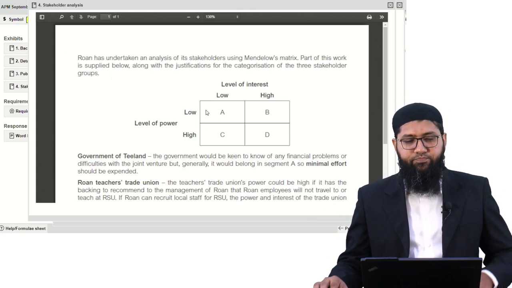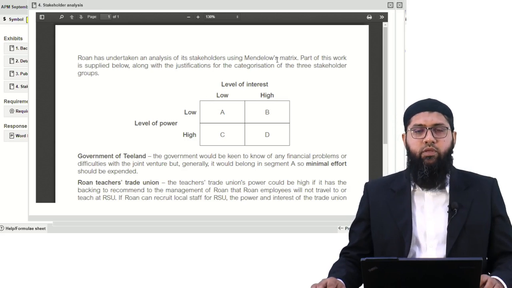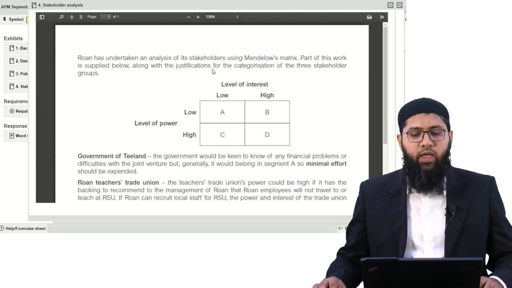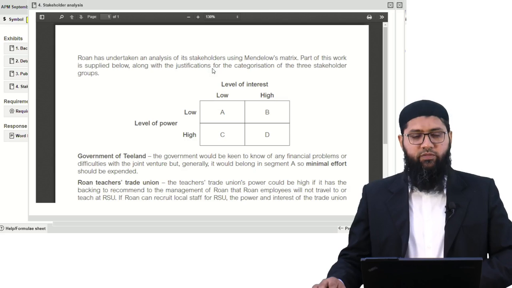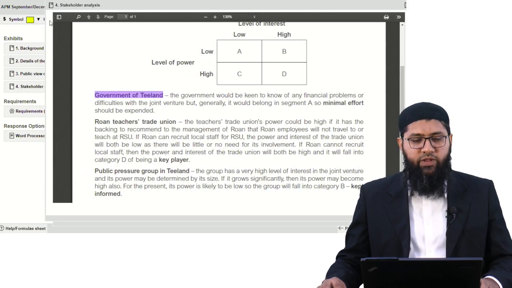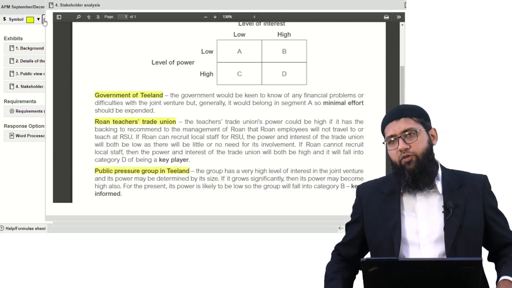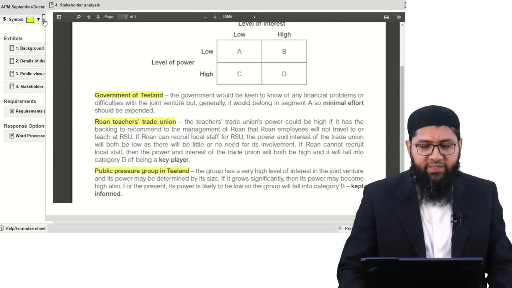Now see, Roan has undertaken an analysis of its stakeholders using Mendelow's matrix. Part of this work is supplied below, along with justifications for the categorization of the three stakeholder groups. So they have identified three stakeholder groups. One of them is the government of Teeland. The other is Roan Teachers Trade Union. And the third is public pressure groups in Teeland. So there are three different types of stakeholders that they have identified.